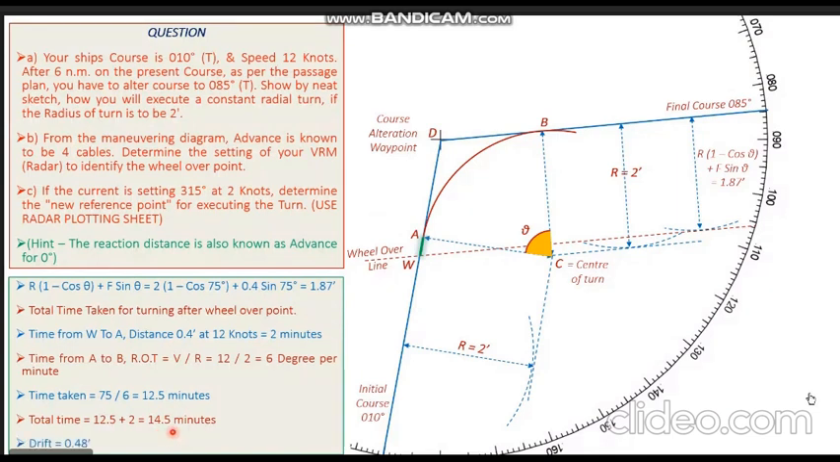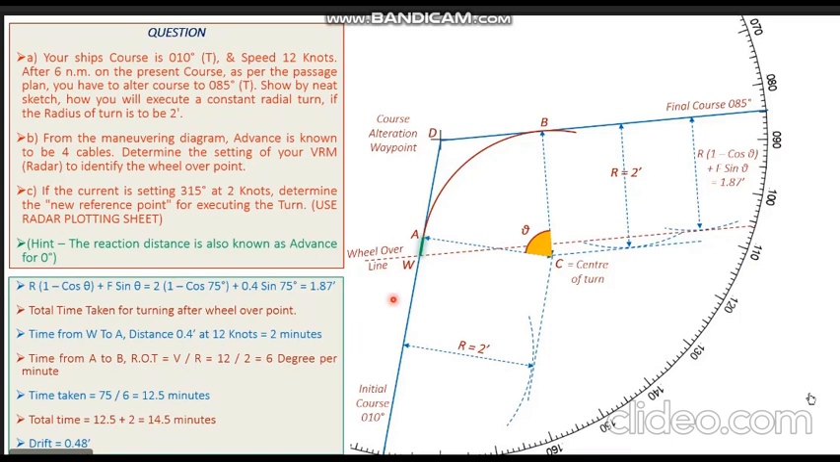We know the rate of the current is given as 2 knots. So with a rate of 2 knots in a duration of 14 and a half minutes, the drift of the current is going to be 0.48 miles. So we now know that the current is going to drift us in a direction of 315 for a drift of 0.48 miles. Now, how do we account for this current?